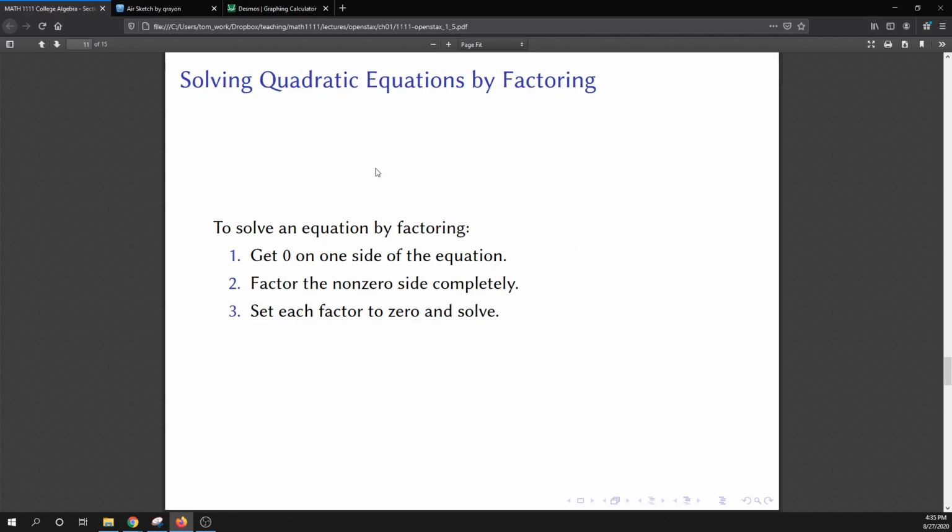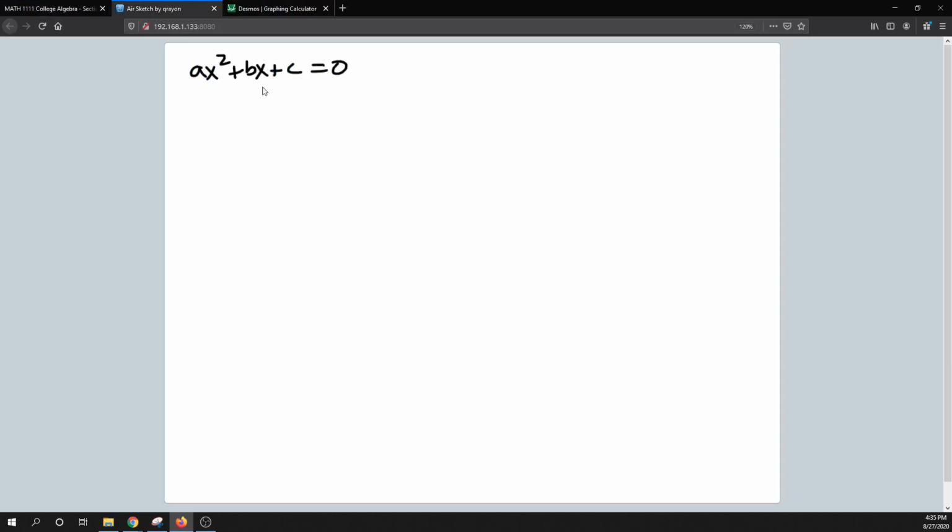Okay? All right, so that leads us to solving quadratic equations by factoring. A quadratic equation is an equation of this form: ax squared plus bx plus c equals 0. We've already talked about solving linear equations. So quadratic equations are kind of the next step up in complexity from linear equations. Okay? So we're going to talk about solving these.